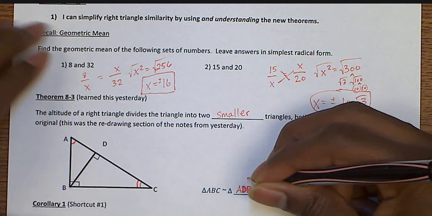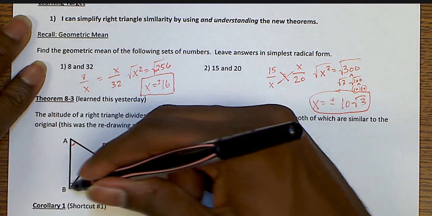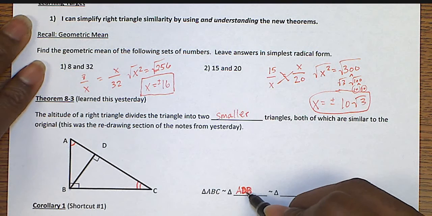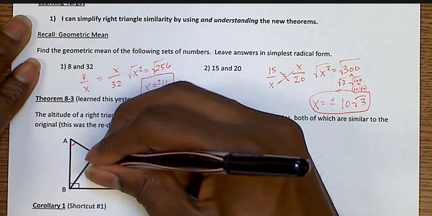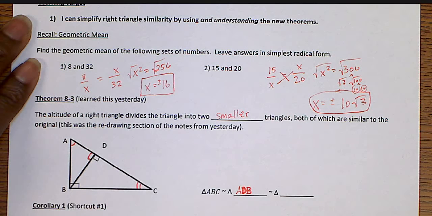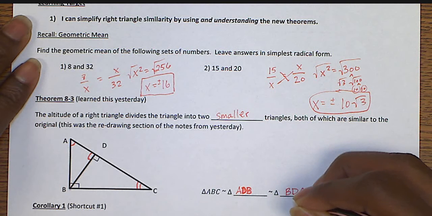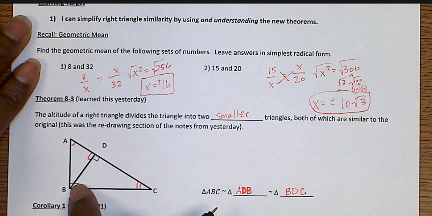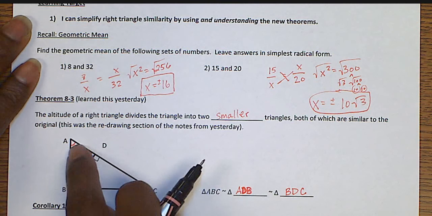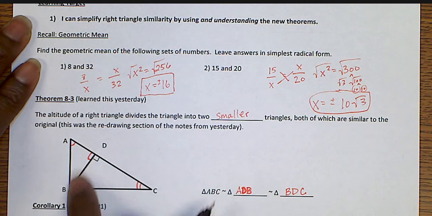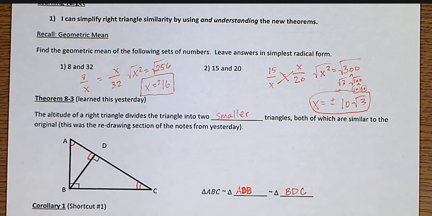Because in ABC angle B is a 90-degree angle, my corresponding triangle needs to have angle D, which is my other 90-degree angle. I need those to match up. So triangle ABC is similar to triangle ADB, which is similar to triangle BDC. Even though it's not marked, we can reason that B has to be congruent to A. D is a 90-degree angle, C. So that's a similarity statement.